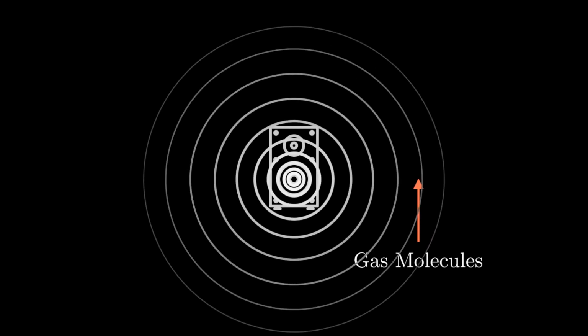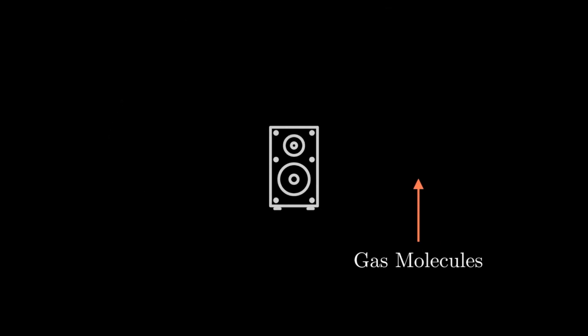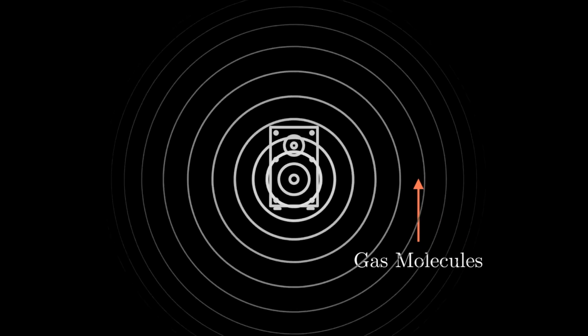I said a few seconds ago that sound vibrations travel through the air, but how does this happen? Here is a speaker. To make a sound, the speaker vibrates a cone similar to our guitar string from earlier. Between the speaker and the listener, there are billions of gas molecules. The sound vibrations cause these molecules to move. Your inner ear then picks up on these vibrations, which you perceive as a sound.